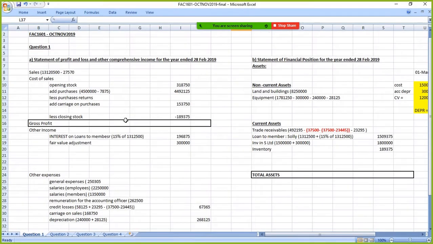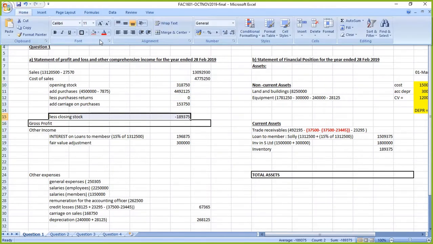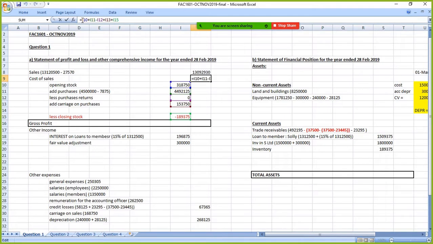Perfect. So to get your disclosure marks, you have to obviously tally up. Opening stock, no returns. So we've got everything out. Opening stock plus purchases, less 0 returns, plus carriage, minus the closing gives you that figure. That figure is obviously going to be a negative, so in brackets.